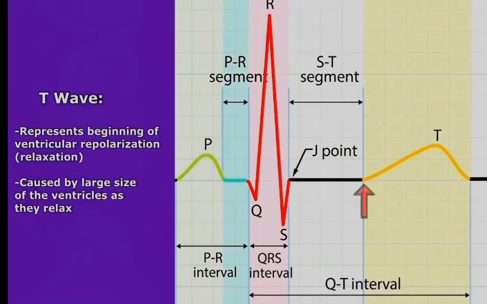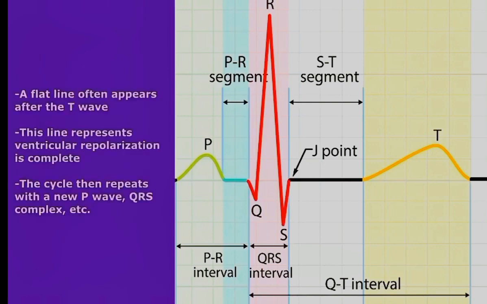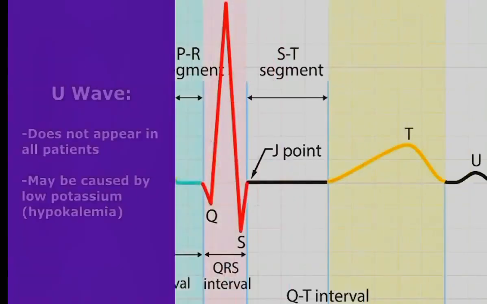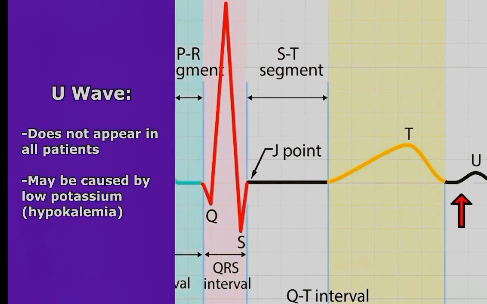Then here we have the T wave. The T wave represents the beginning of ventricular repolarization, so relaxation. And the ventricles are so big that whenever they relax, it creates this T wave. And then after the T wave, you usually have a flat line, which represents that ventricular repolarization is complete. It's a flat line, isoelectric. And then the cycle starts immediately again, where you get a new P wave, QRS complex, T wave, and it just keeps going on.